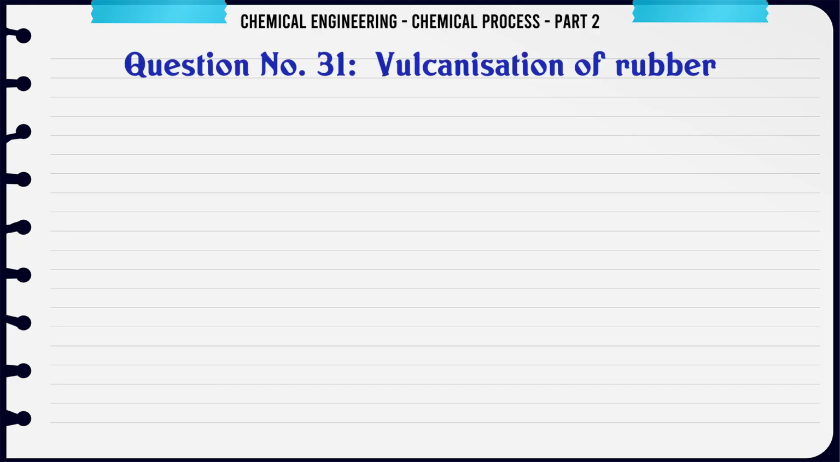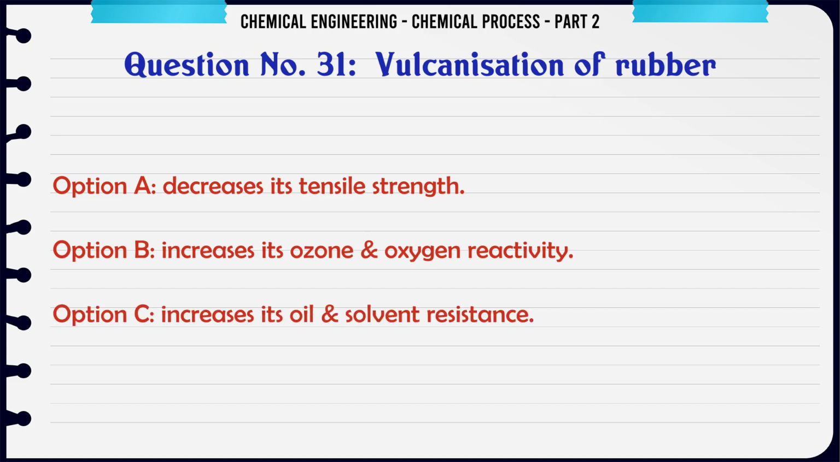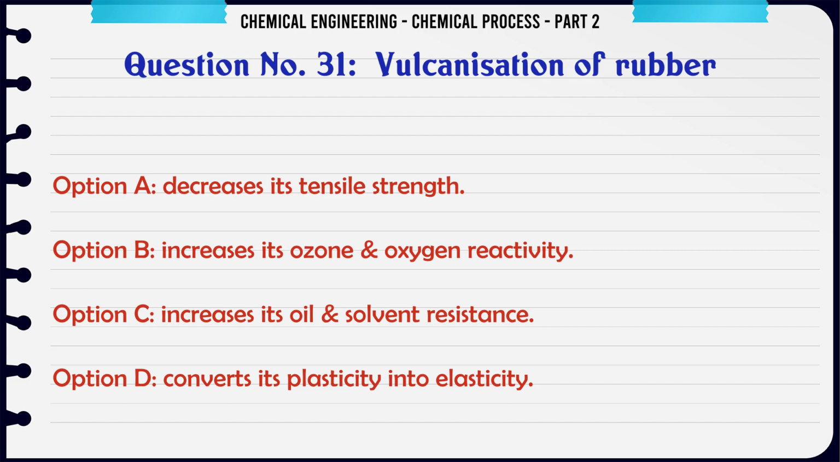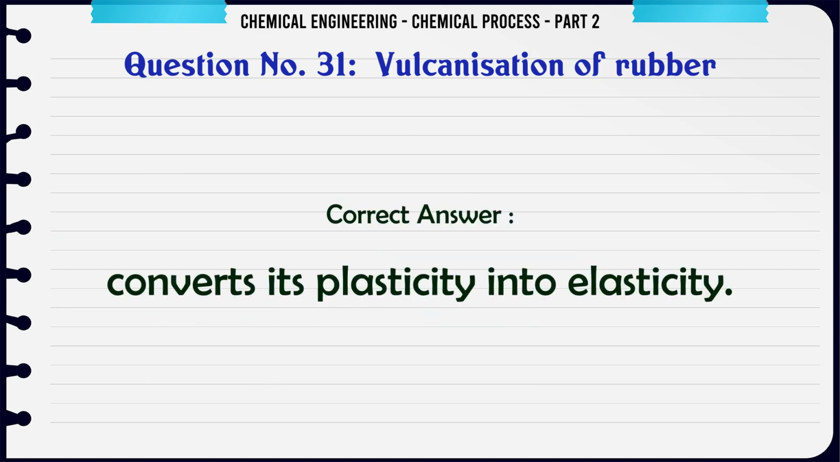Vulcanization of rubber A. decreases its tensile strength, B. increases its ozone-oxygen reactivity, C. increases its oil solvent resistance, D. converts its plasticity into elasticity. The correct answer is converts its plasticity into elasticity.